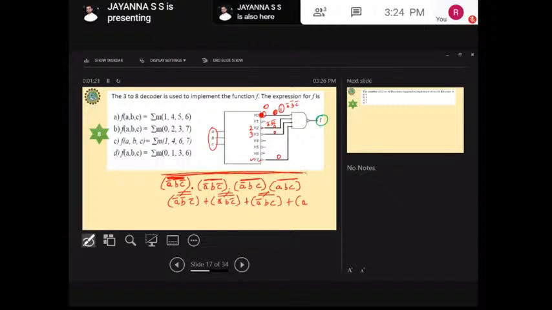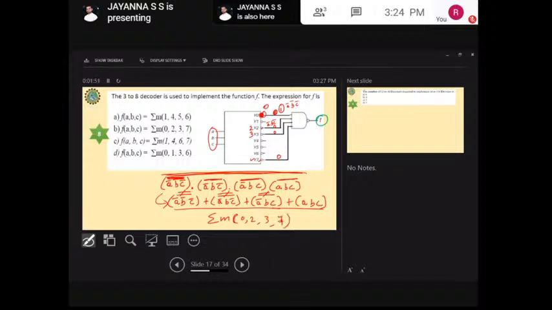If I apply De Morgan's theorem here, I'm going to get A bar, B bar, C bar plus A bar, B, C bar plus A bar, B, C plus A, B, C. This is the SOP expression. In order to write in terms of min terms, what is this A bar, B bar, C bar? A bar, B bar, C bar will be 0. A bar, B, C bar will be 2. A bar, B, C will be 3, and A, B, C will be 7.